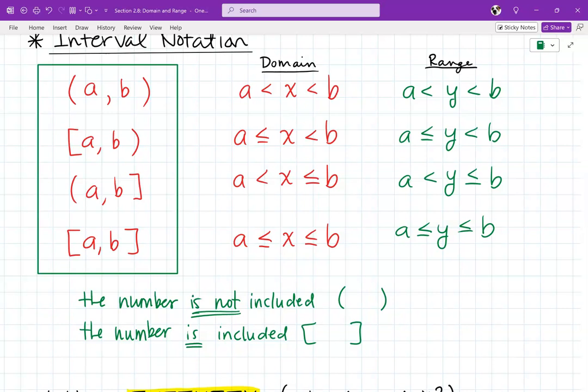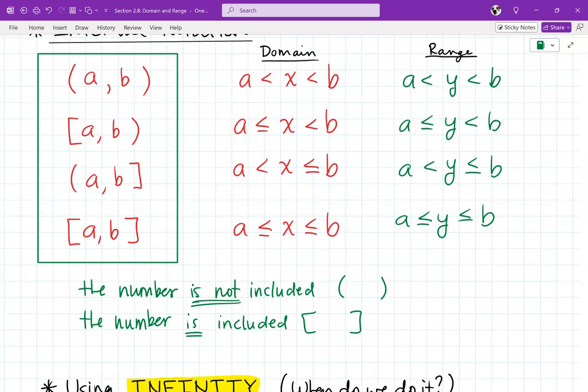That's all it means. So the very top one, A and B are not included. The second one, A is included, but B isn't. The third one, A is not included, but B is. And the last one, A and B are both included. Okay? If you're thinking, what the heck is A and B? These are going to be our intervals, okay, our numbers.